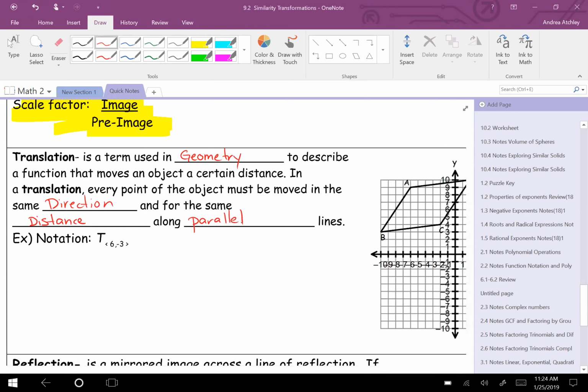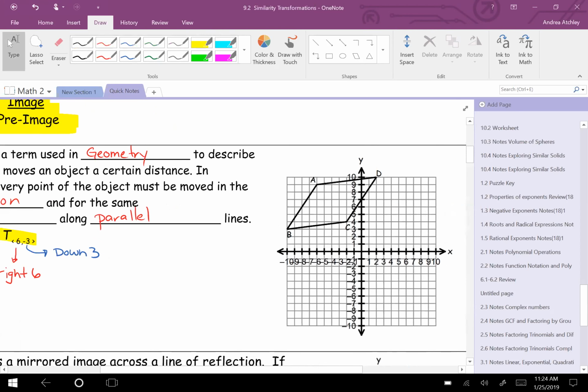Okay, this is something new. You probably didn't have the notation like this, but this is the notation. Capital T, and then I'll tell you. This, since it's positive, means to the right 6. The -3 is the y value, up and down. It's negative, so you're going to move down 3. So that's what we're going to do here. We're going to take our figure and translate it to the right 6 and down 3.